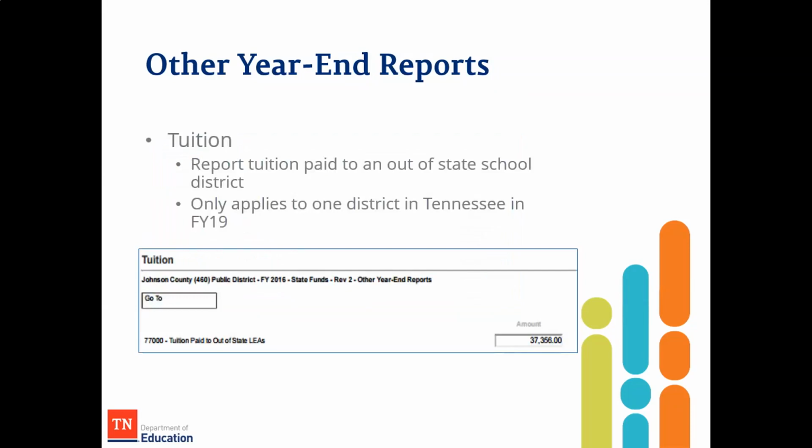The next other year-end report is tuition. Report tuition paid to an out-of-state school district. This only applies to one district in Tennessee in FY19, so I'm assuming this probably is still just the same district. But it is tuition paid out-of-state by LEAs.